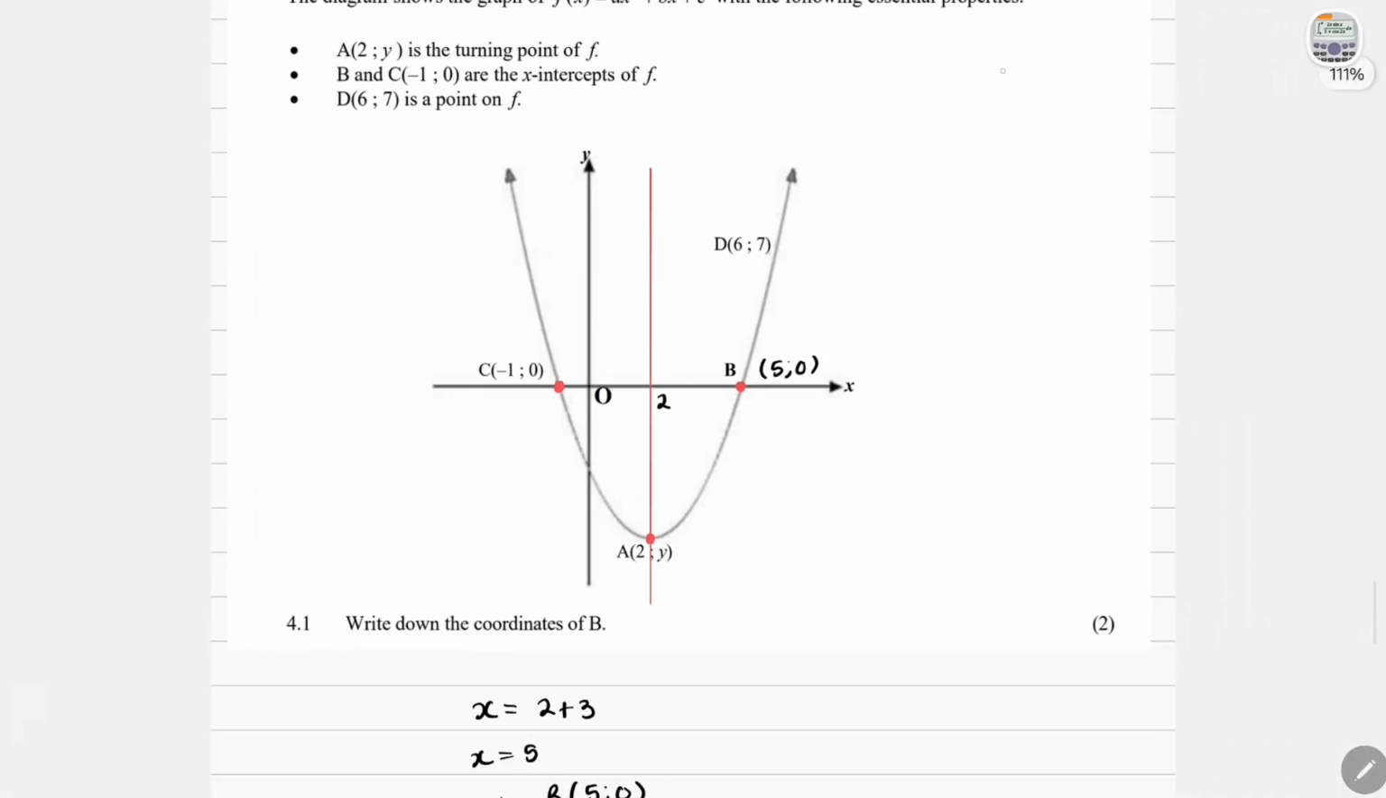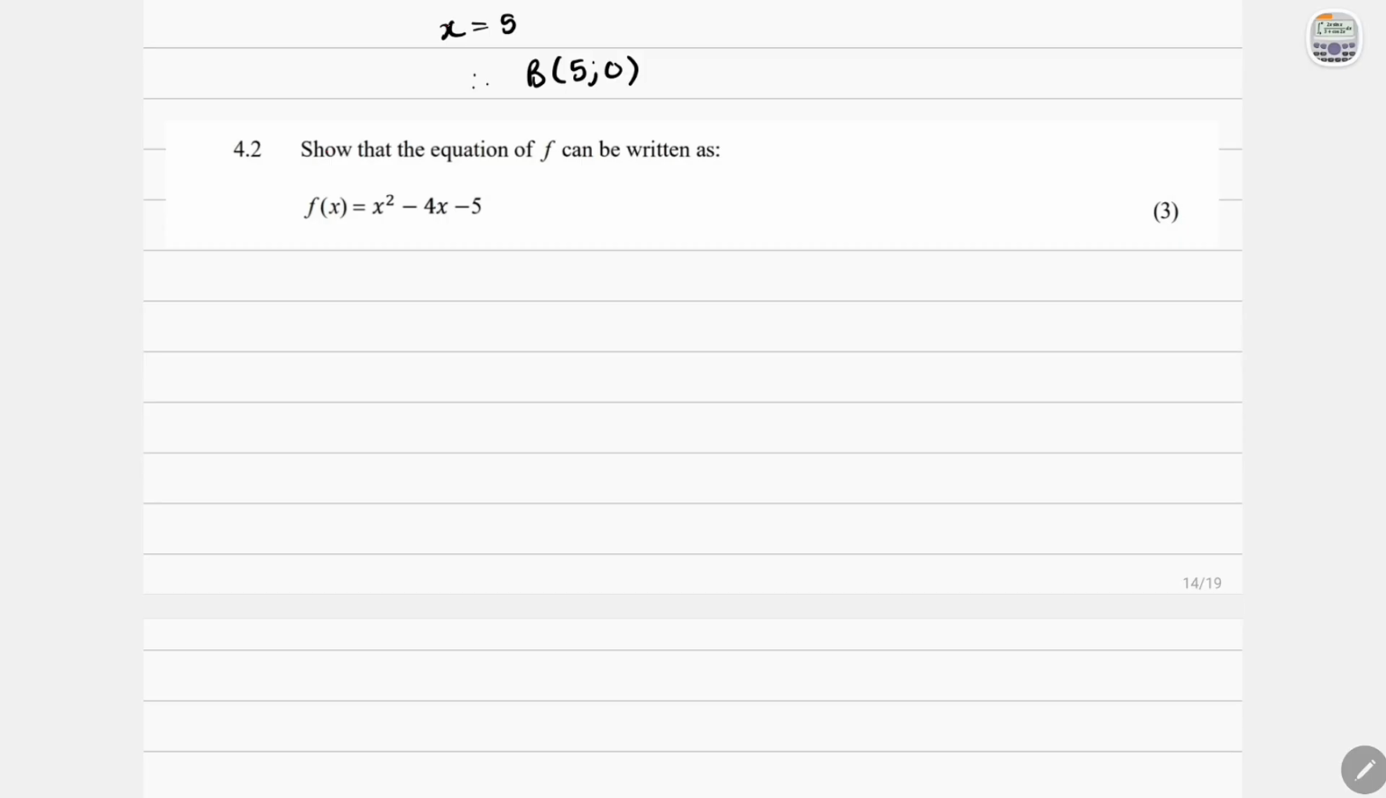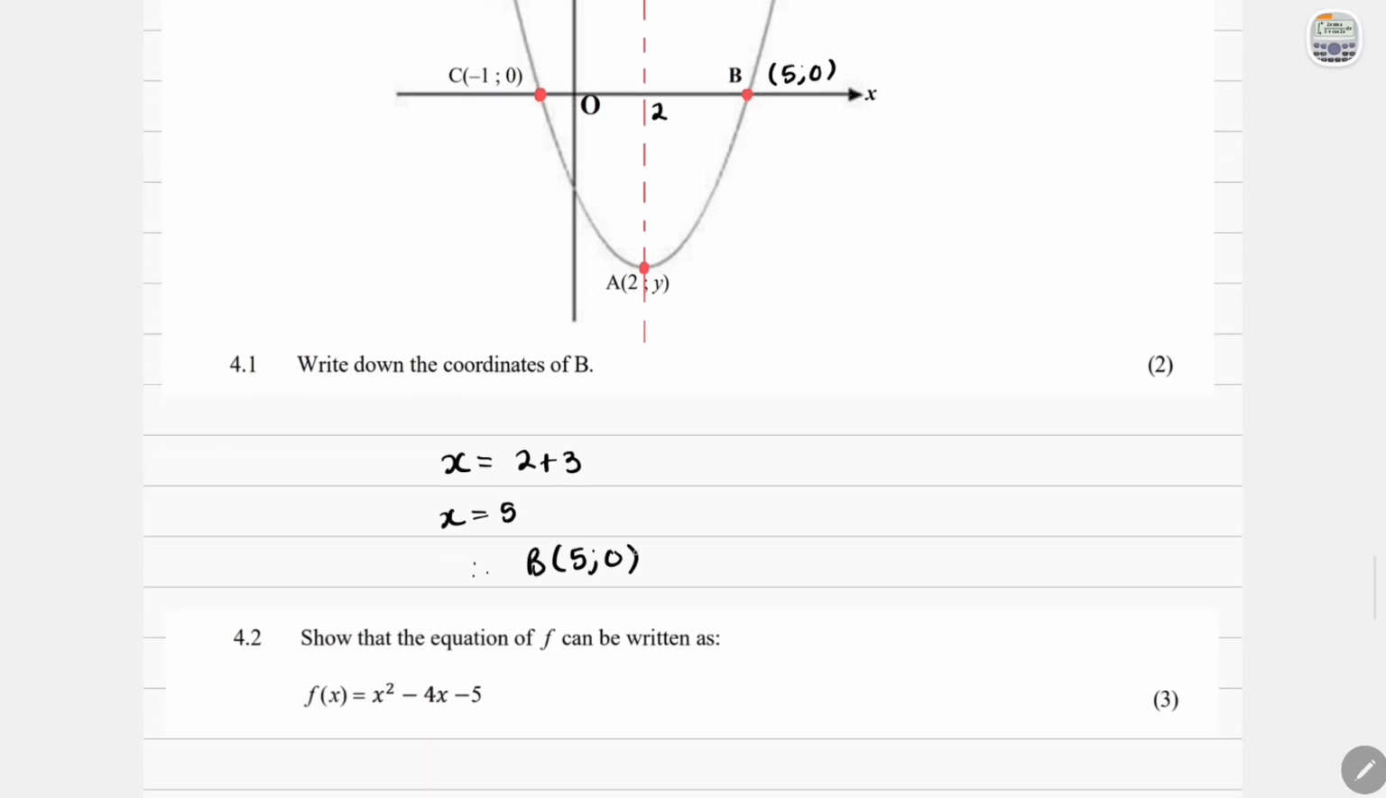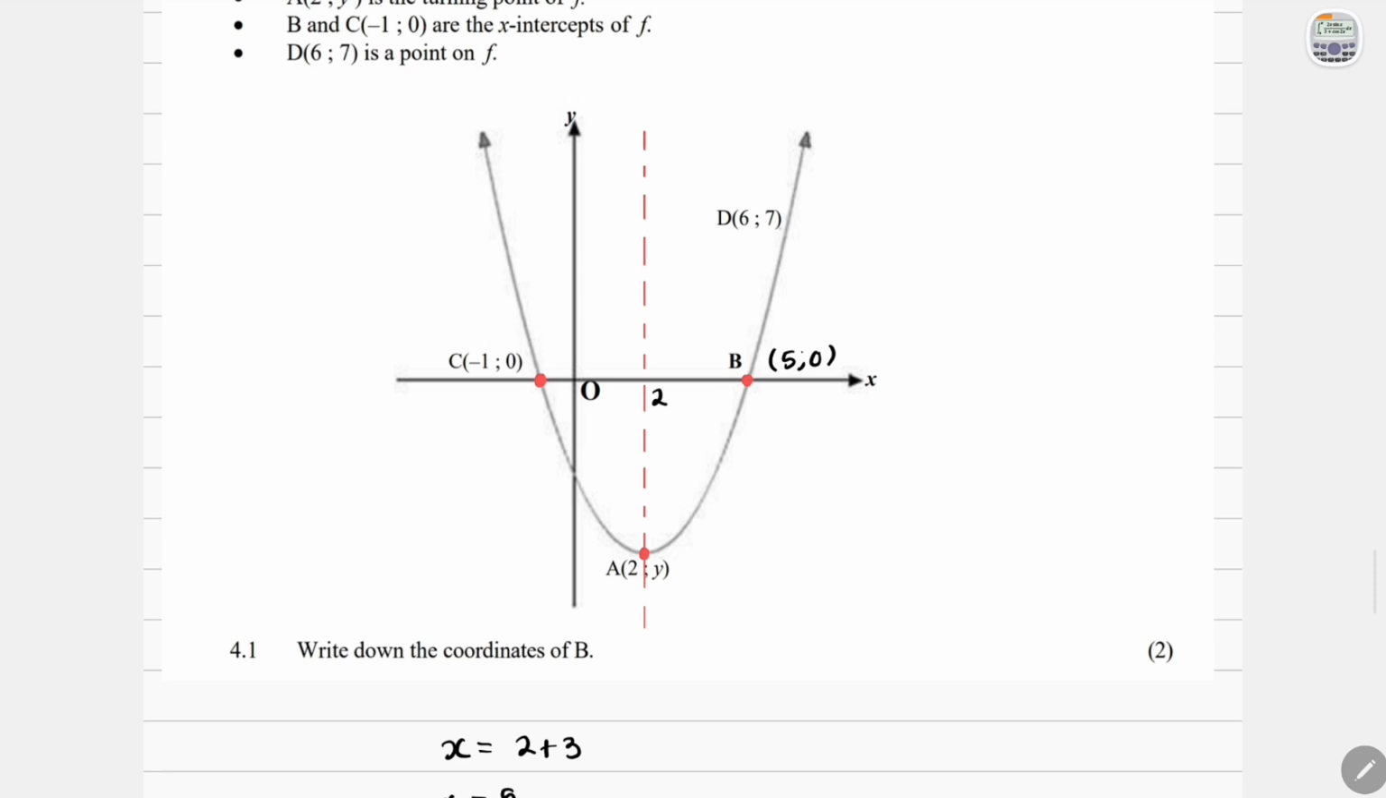Moving on to the next question. Question 4.2 says, show that the equation of f can be written as this. We've already found the value of b, and because of this, we can go ahead and find this. You see now that we have 3 points and just one incomplete one. To be honest, you don't even need this to find what they're asking you for. If you have to find the equation of this function, depending on how you find it, you could still find the full equation. You see how you've been given the turning point?